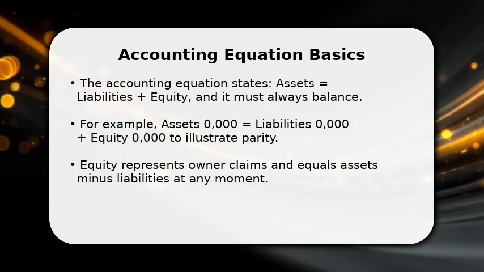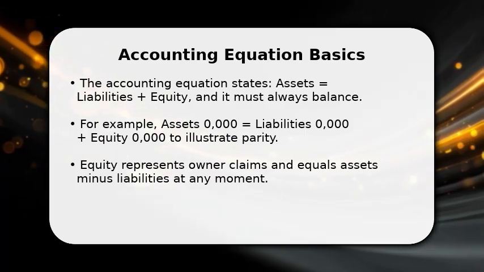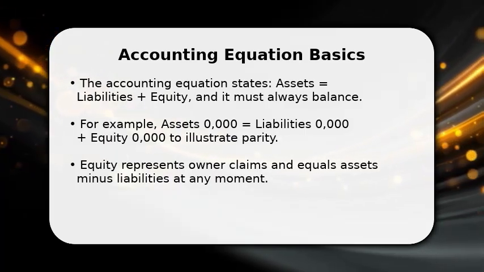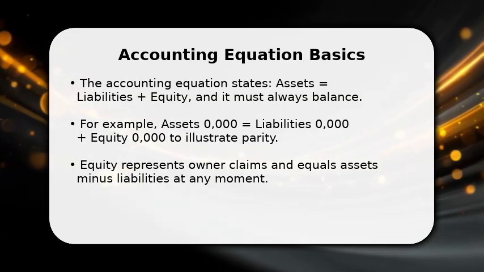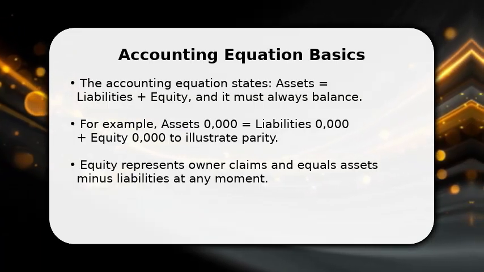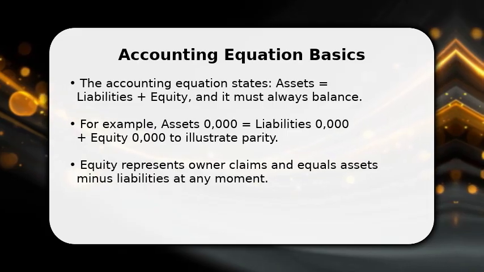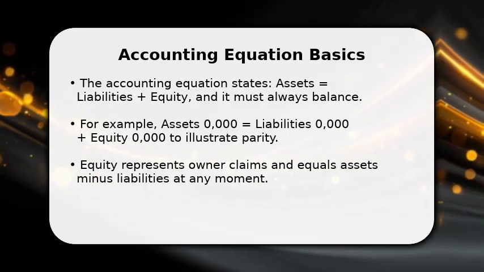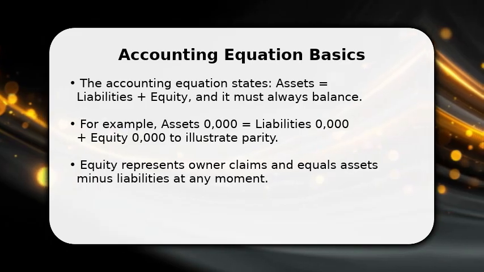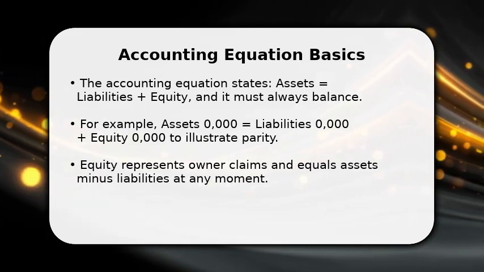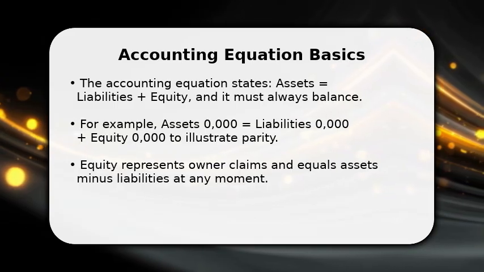The accounting equation states, assets equals liabilities plus equity, and it must always balance. Assets are resources a business owns, like cash, inventory, and equipment. Liabilities are obligations such as loans, accounts payable, and taxes payable. Equity represents owner claims and equals assets minus liabilities at any moment.